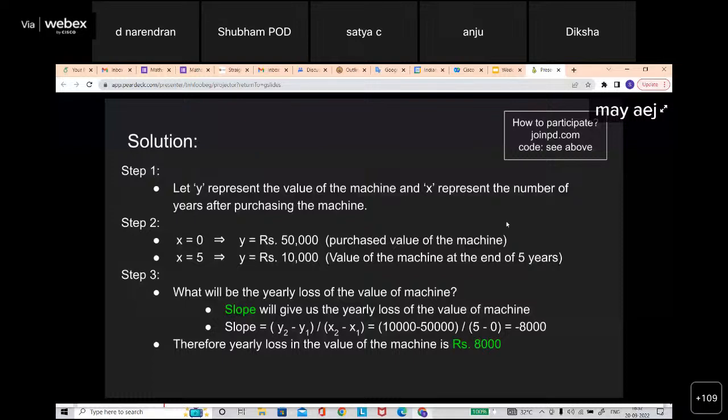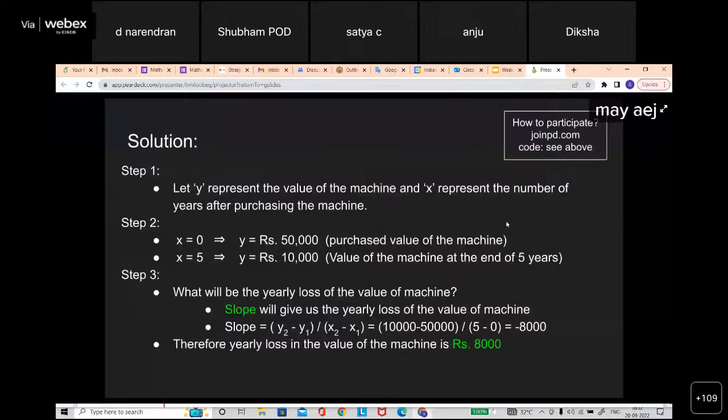And after 5 years, we assume that x is going to be 5 and y is the price of the machine at that time, which is 10,000. Now we can write that as points: one point is (0, 50,000) and the second point is (5, 10,000).